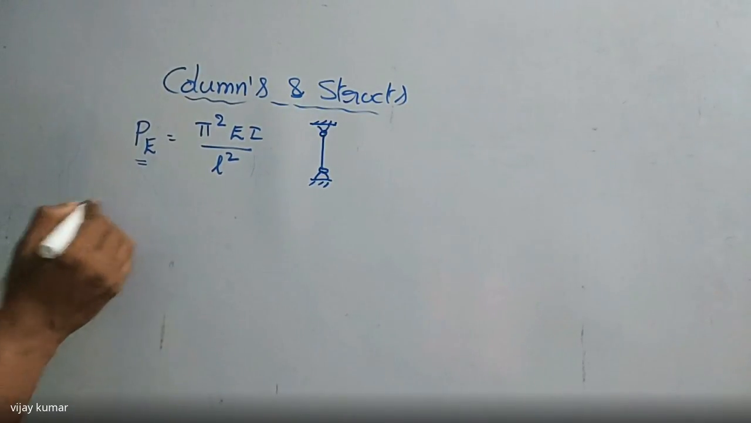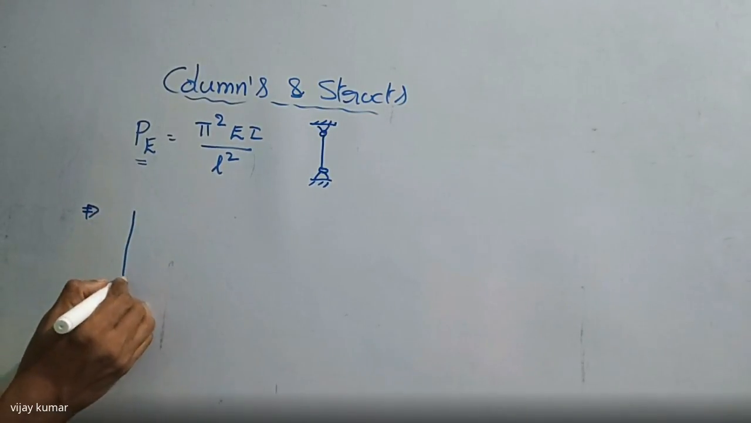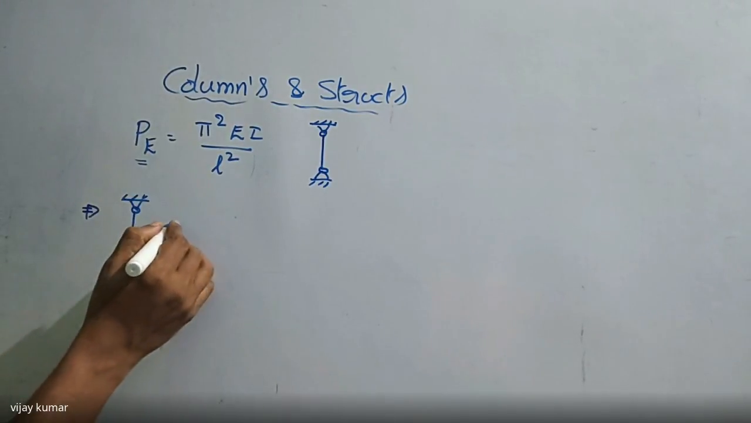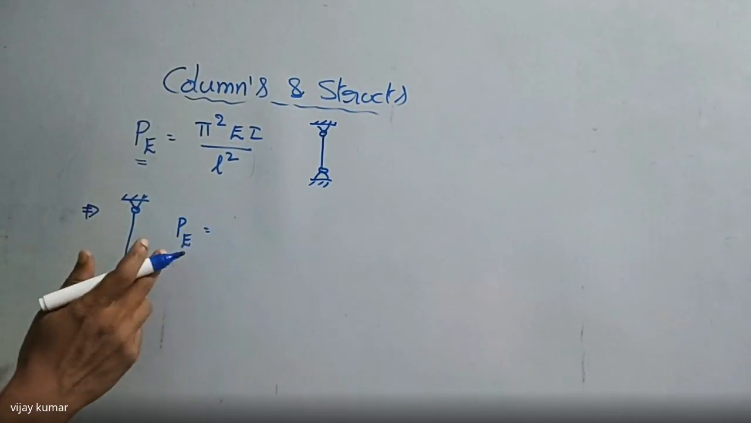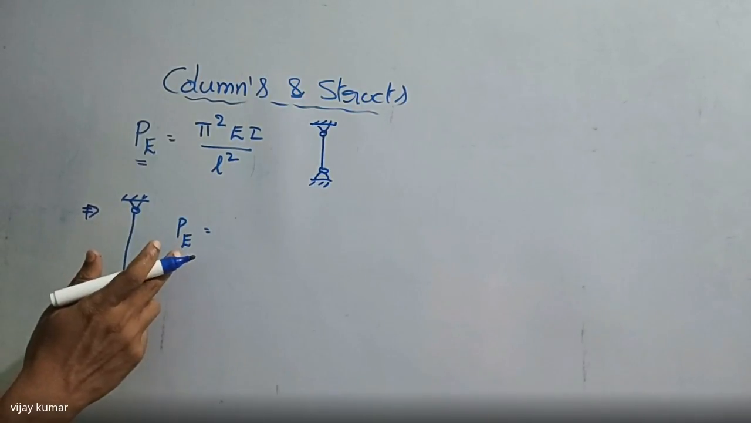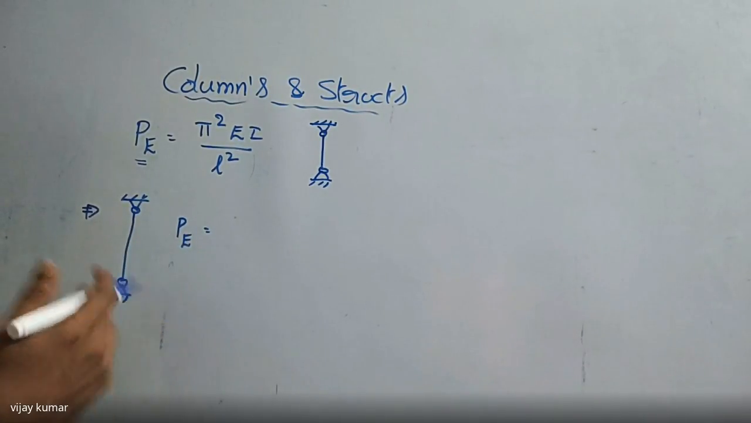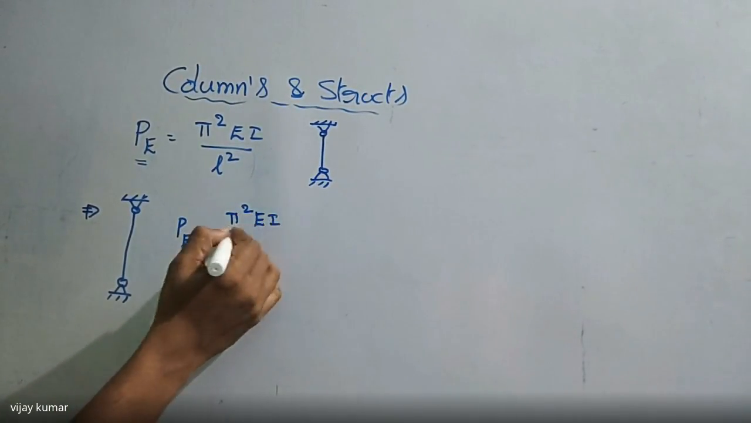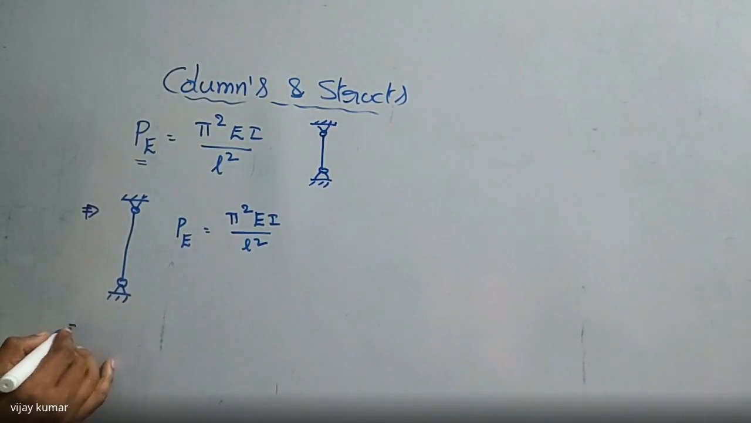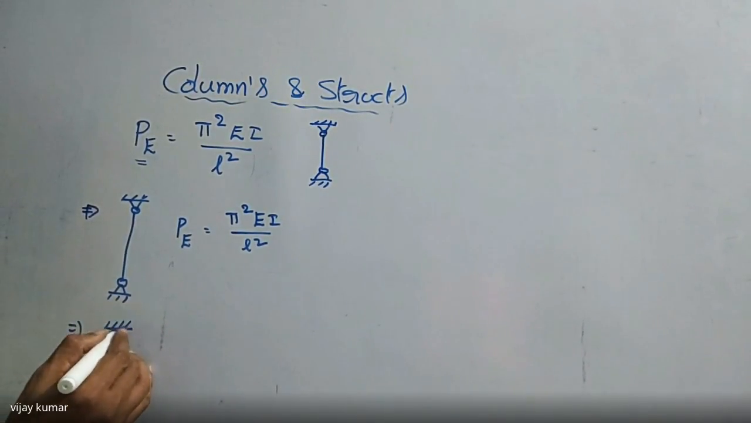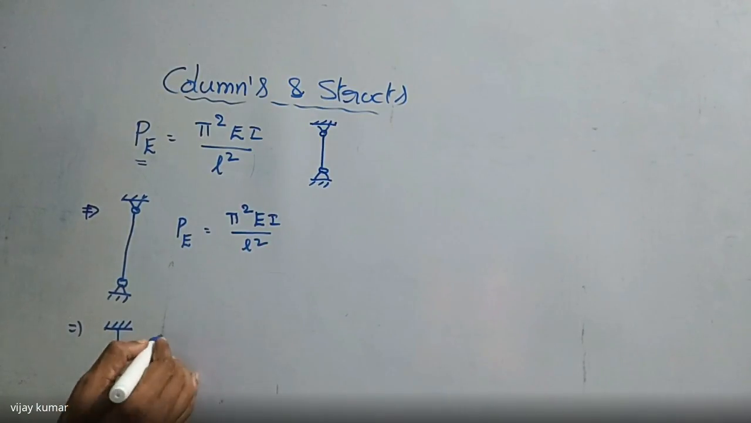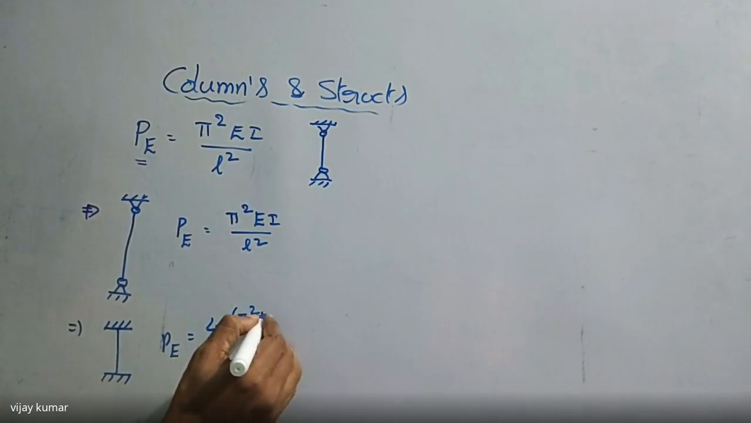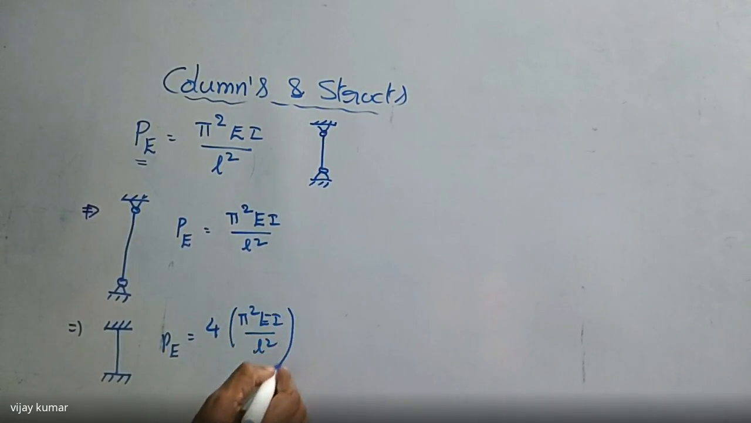In the first case, both ends are hinged. What is the formula for critical load for Euler's column here? P is equal to, it is also named as Euler's load or buckling load or critical load, we can name it anyway, so that is equal to pi square into E into I divided by L square. In the second case, both ends are fixed. Then P is equal to 4 times pi square into E into I divided by L square.